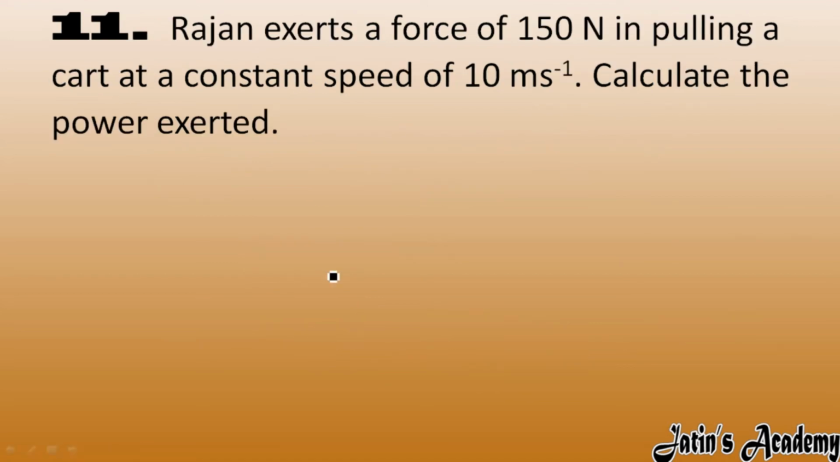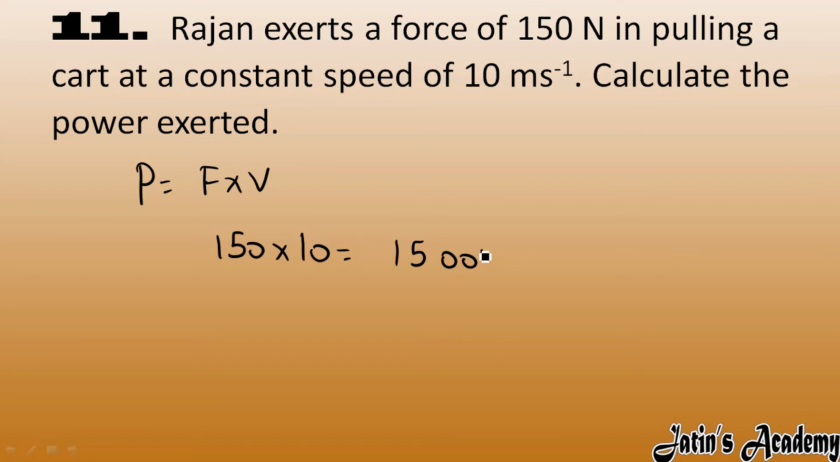Next we have Rajan exert a force of 150 Newton in pulling a cart at constant speed. Calculate the power. Again formula is same. Power is equals to force into velocity. Force 150 Newton and velocity or speed we have 10. So we got 1500 watt as a power.